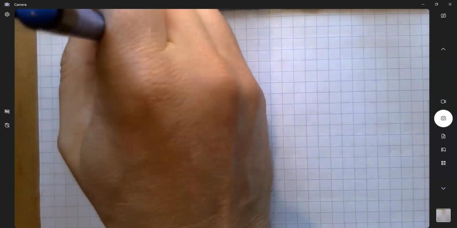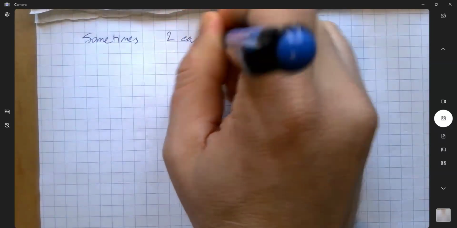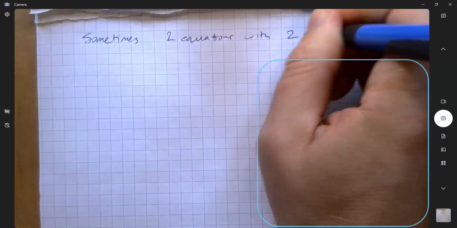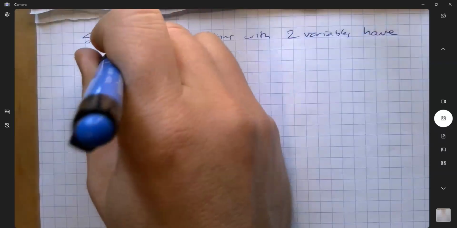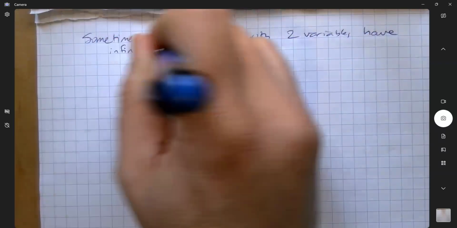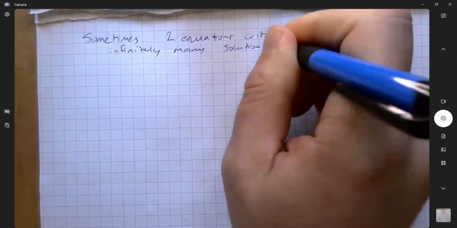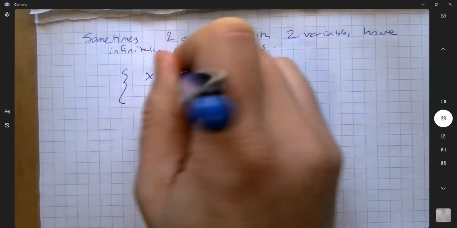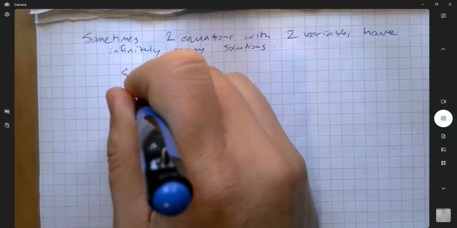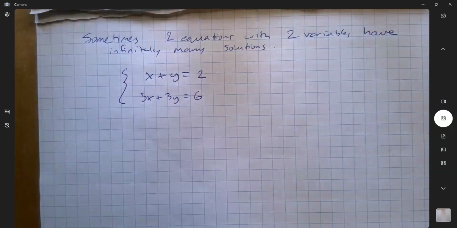And the last possibility is sometimes two equations with two variables have infinitely many solution pairs, infinitely many solutions. So let me give you an example. x plus y equals 2, and 3x plus 3y equals 6.